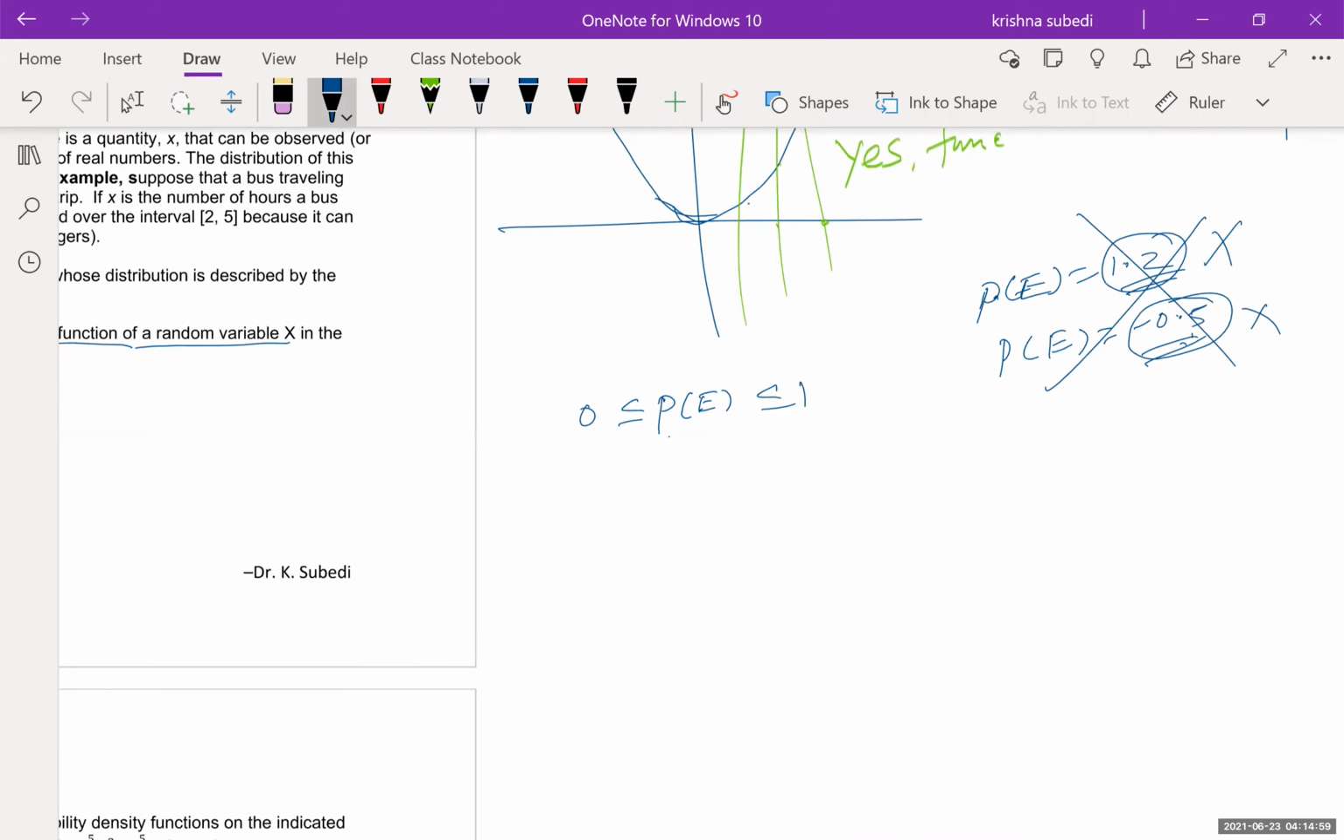Now, if the probability of something is 0, what does that mean? Can you tell me what it means? Can you give me an example?